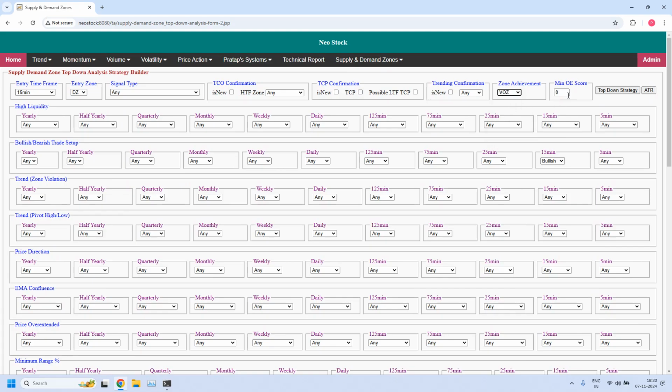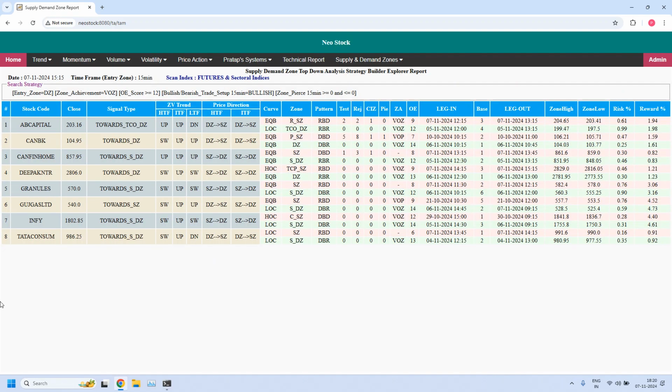Zone achievement VOZ, minimum odd enhancer score 12. All 3 filters are applied to 15 minutes demand zone. Let's verify. We got 8 stocks. Currently these 8 stocks are supporting bullish trade setup for daily income trade. Entry time frame 15 minutes demand zones. And in these 8 15 minutes demand zones, there could be some high probability setup stocks available, and we need to find them.